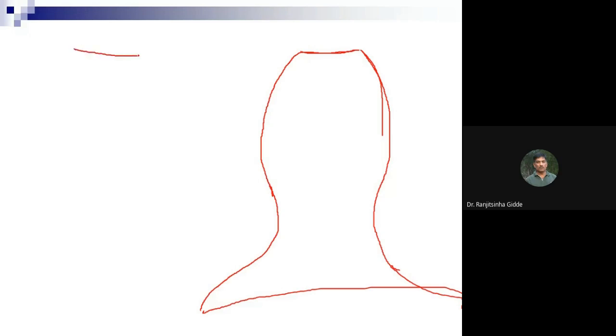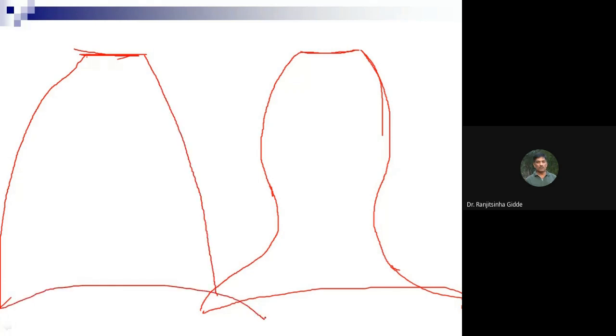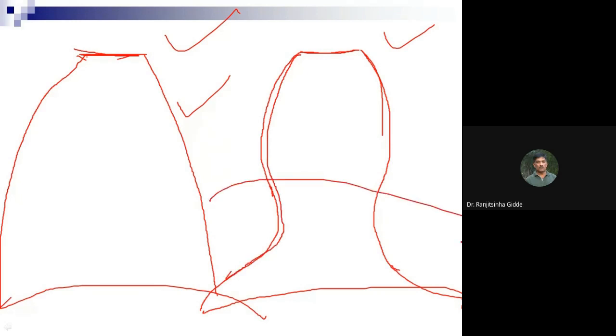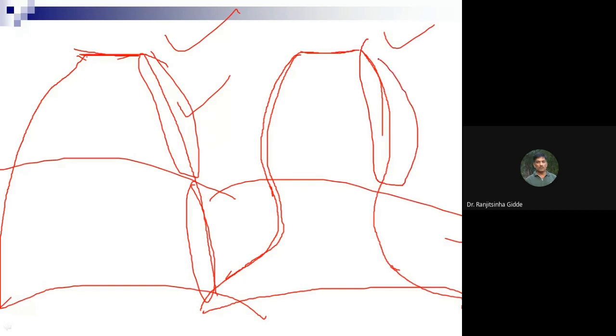Again, for comparison, I will draw here. This one is involute and this one is cycloid. So what is the difference? One consists of a single curve and the other consists of two types of curve. Okay. This one is the face, this is the flank, this is the face, and this one is the flank.